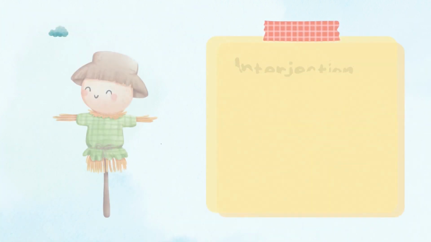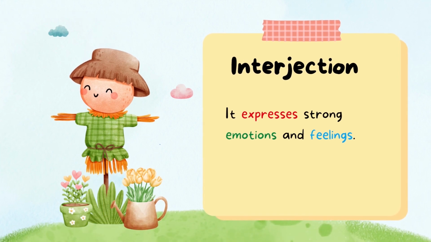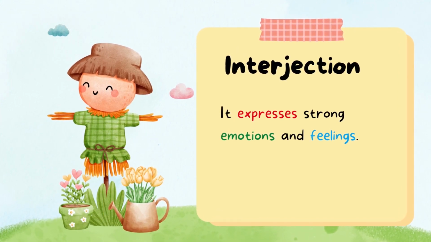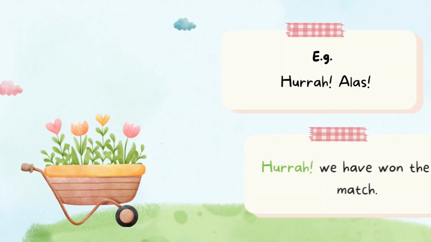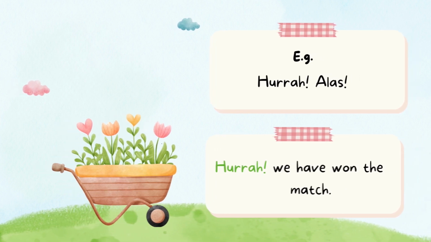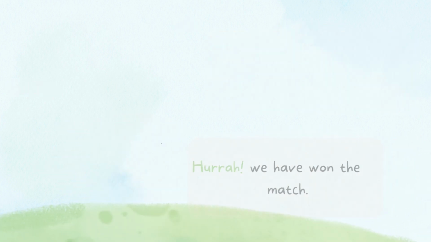Interjection. It expresses strong emotions and feelings. For example, happiness, sadness, excitement. And for these extreme emotions we use such kind of words. Hurrah, alas. Hurrah, we have won the match. Here the word hurrah is describing the happiness of the person.